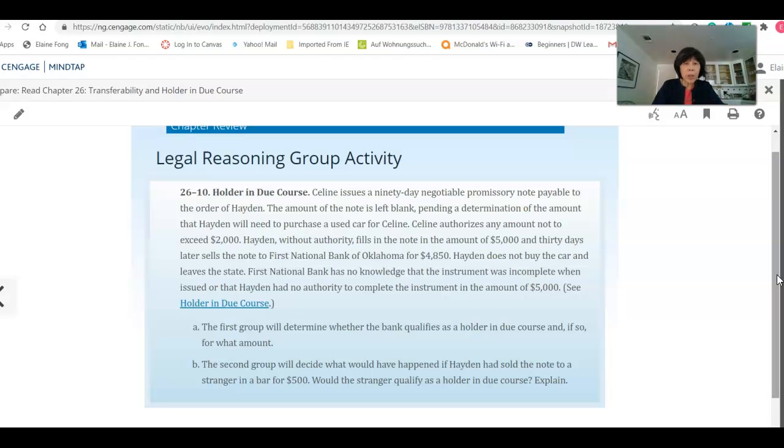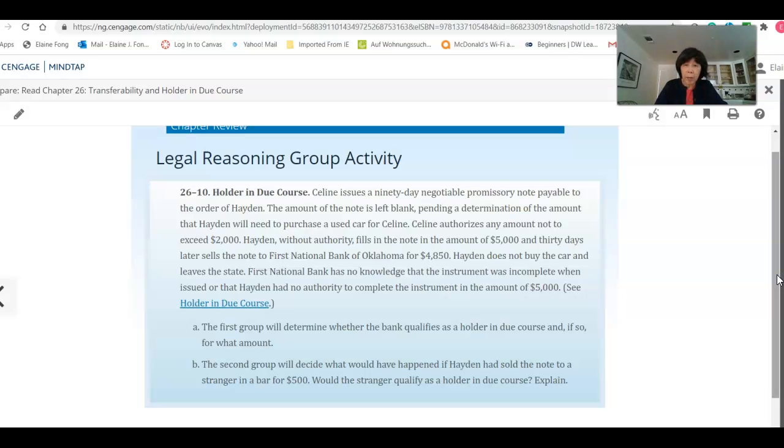All right. First National Bank has no idea of what Hayden has agreed to do with Selene. They don't even know how the note was originally drafted and what the context of that is. So they are going to be able to say that they acted in good faith there. All right. So the two questions they pose, though, first one, letter A, and we'll just ignore the idea that this is for a group, but whether the bank qualifies as a holder in due course, and if so, in what amount.